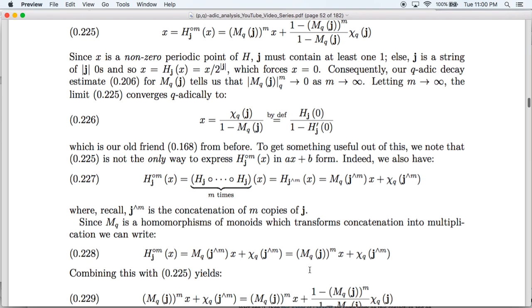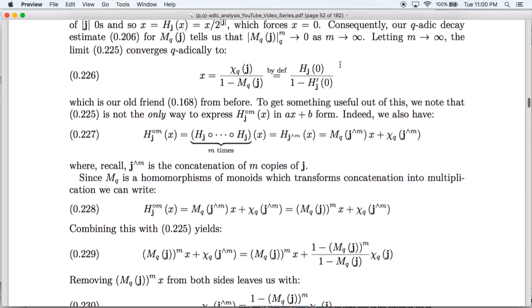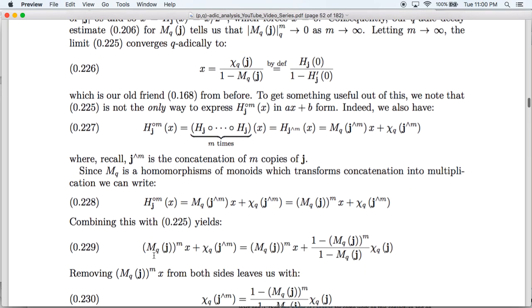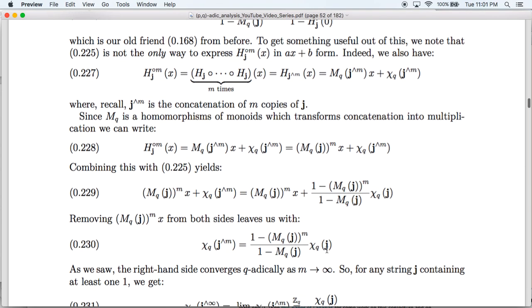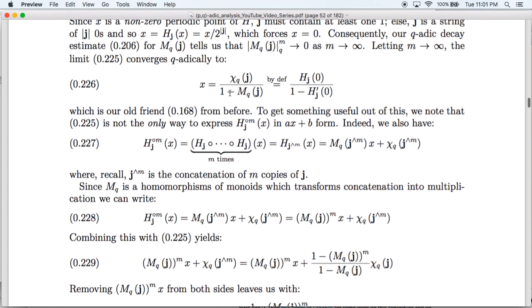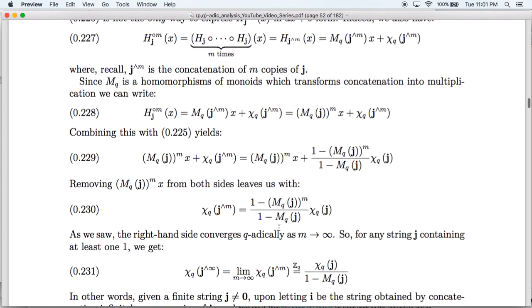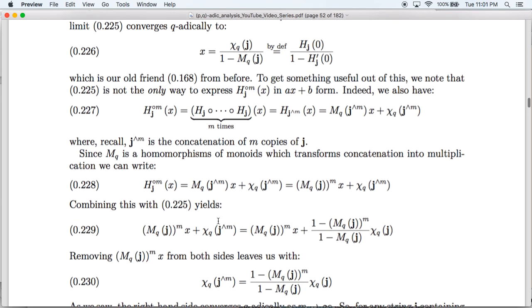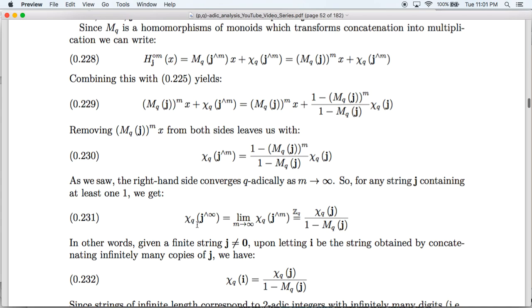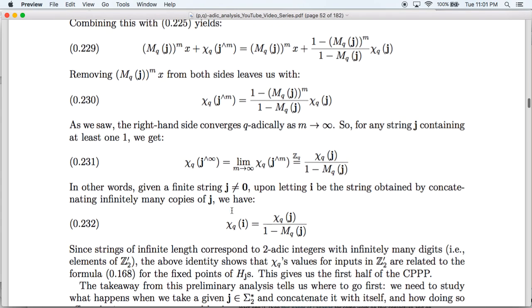So setting this equation equal to this equation gets us the mth power of mq of bold j times x plus chi q of bold j to the wedge m equals mq of bold j to the power of m times x plus this thing. So if we cancel the common terms, we're left with this thing. As we saw, the right-hand side converges q-adically to this as m goes to infinity. So for any string j containing at least one 1, and again, chi q is the same thing as chi h, we get chi q of bold j to the infinity. But what is this?